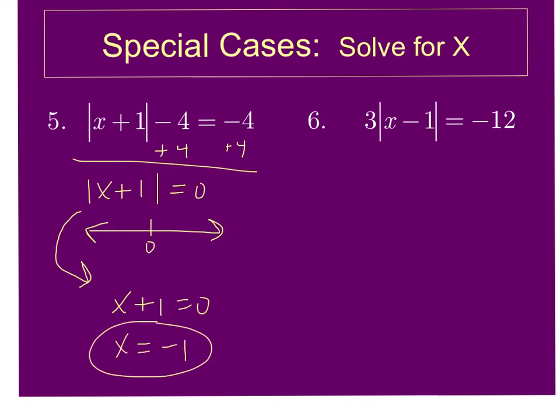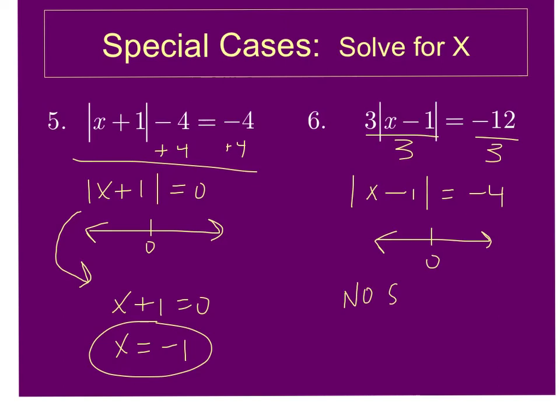In number 6, the first thing I need to do is divide by 3. When I do that, I get the absolute value of x plus 1 equals negative 4. Now this needs to be a red flag for you, because if we look on the number line again, distance we know has to be positive, so there are no numbers that are negative 4 units from 0, because the distance has to be positive. So this one's going to have no solution.